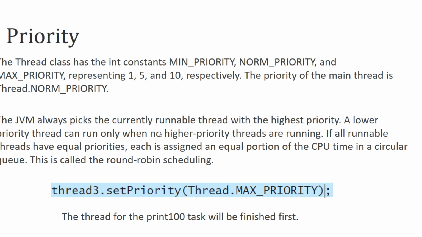The important thing about the priority is the JVM always picks up the currently runnable thread with the highest priority. A lower priority thread can run only when no higher priority threads are running. If all runnable threads have equal priorities, each is assigned an equal portion of the CPU time in a circular queue. This is called round robin scheduling. So if you are asked what round robin scheduling is, you should mention the CPU time in terms of a circular queue. In this case, because you have given a max priority which is 10, the thread of print 100 task will be finished first, because the task thread 3 is about printing numbers 1 to 100. So it will do that first. So you try to modify and see the results.